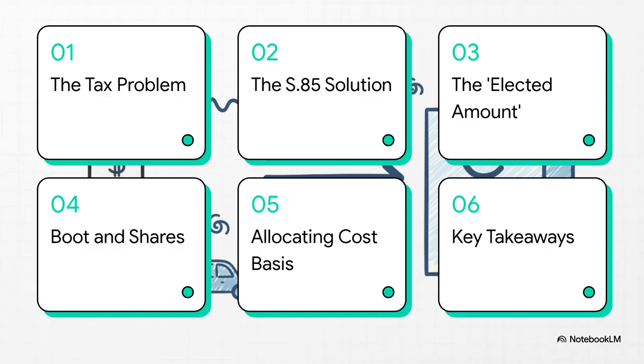Well, in this explainer, we're going to break it all down. First, we'll dig a little deeper into the tax problem itself. Then, we'll introduce the really elegant solution found in the Income Tax Act. We'll walk through the mechanics of what's called the elected amount, what you get in return for your assets, and how this whole process sets you up for the future. Let's get right into it.